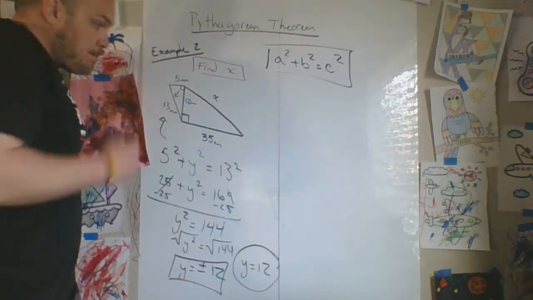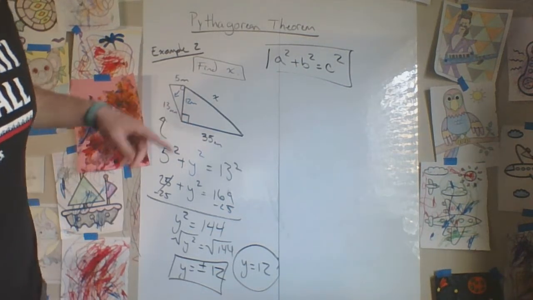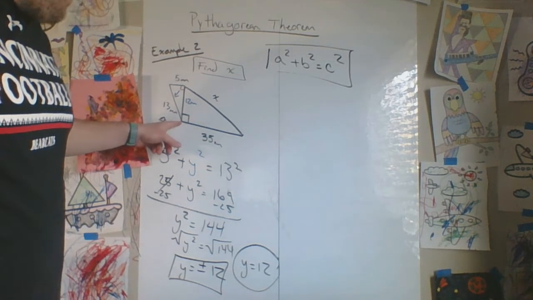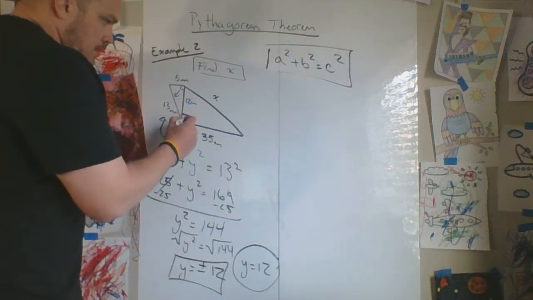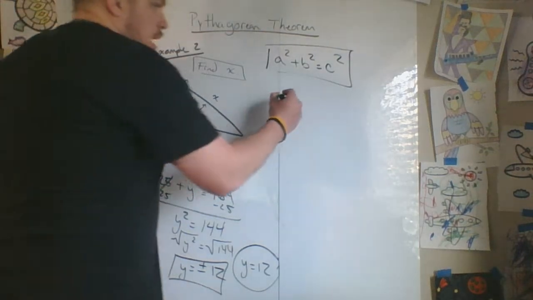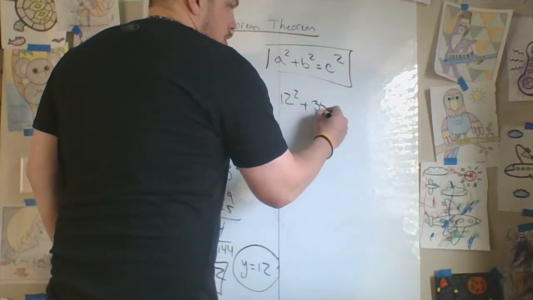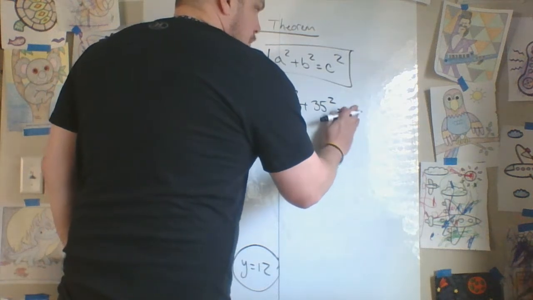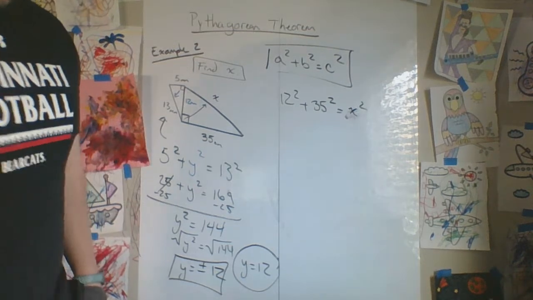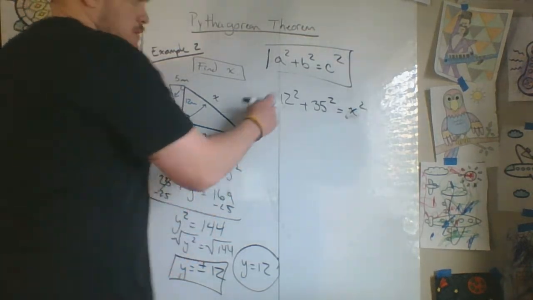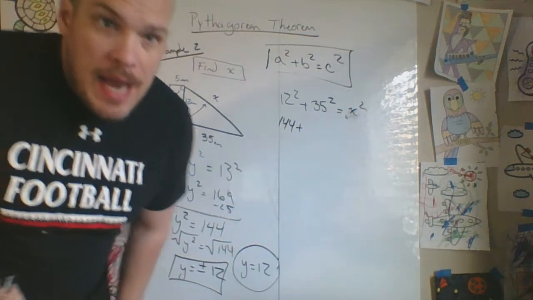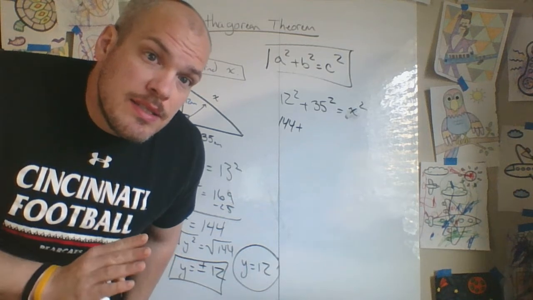All right. So now that we have y, we can go ahead and find x. X is the hypotenuse because it is directly across from the right angle. Our two legs are 12 and 35 for this larger triangle. So we have 12 squared plus 35 squared equals, and we can write c squared or we can write x squared because it is x in our equation. I'm going to go ahead and multiply this out. 12 squared is 144 plus 35 squared. I don't know what 35 squared is.